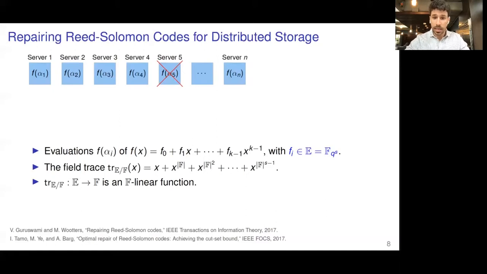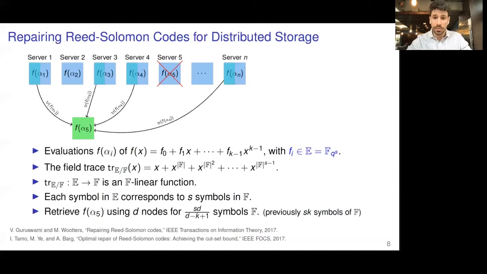The reason for that is if a field E is an extension of degree s of the field F, then each symbol in the extended field E corresponds to s symbols in the smaller field F. So transmitting the field trace of the evaluation instead of the evaluation itself allows us to retrieve node 5, contacting the nodes and downloading only this number of symbols in terms of the smaller field F, which is the optimal bound. The feasibility is ensured by constructions given by Alexander Barg and Mary Wootters.